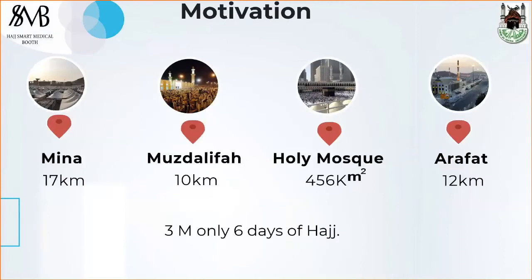The pilgrims will be present in 4 areas for a period of 6 days, namely Mina, which has an area of 70 kilometers, Muzdalifah 10 kilometers, and Arafah with an area of 12 kilometers. And finally, the Holy Mosque with an area of 456 square meters. Crowding cases are caused by a large number of people in small places, which makes problems and difficulty during the Hajj season.